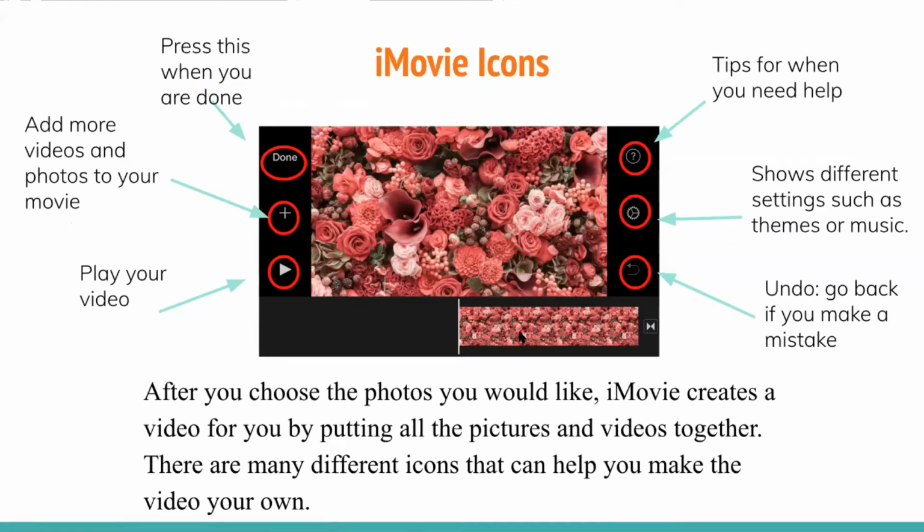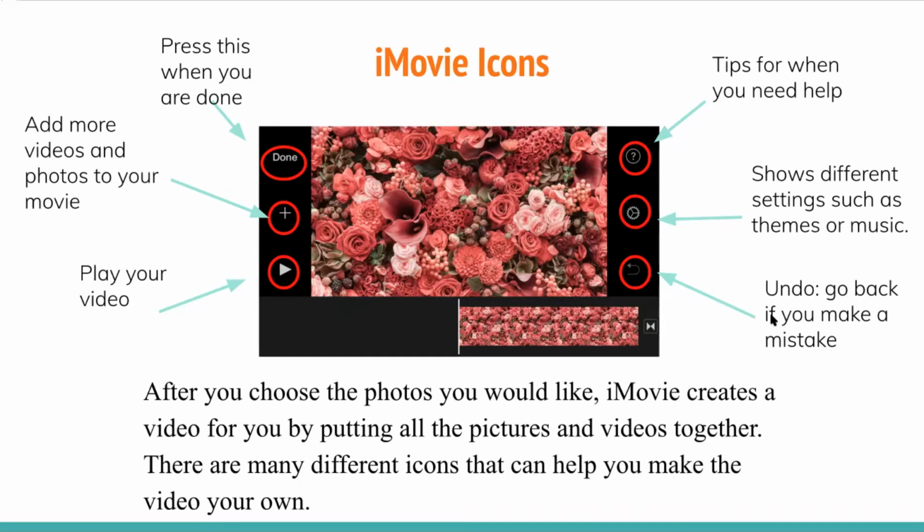All right, so this is what I was saying. There's a lot of little icons, so it's kind of hard to navigate your way on the app, but we're gonna go over what they mean right now. So I'll go counterclockwise, starting with the done button. So done, pretty simple. Press this when you're done editing. That little plus button means adding more videos and photos to your movie. The triangle, play your video. That's kind of a universal symbol.